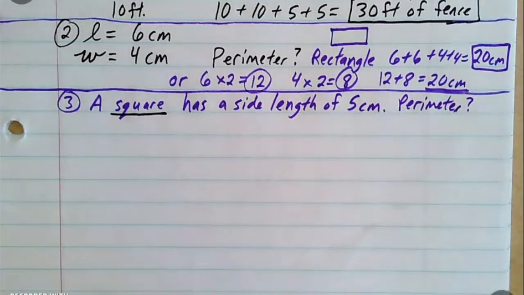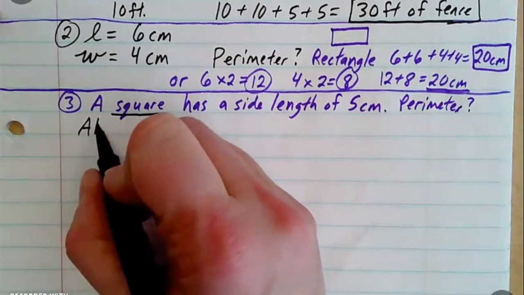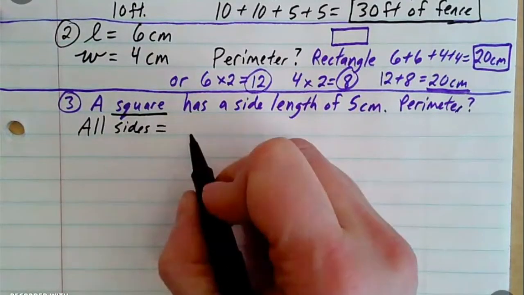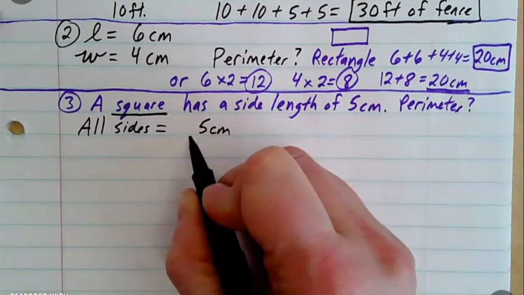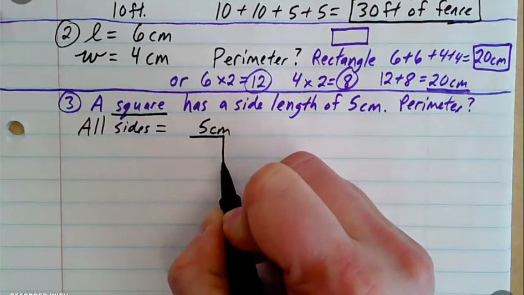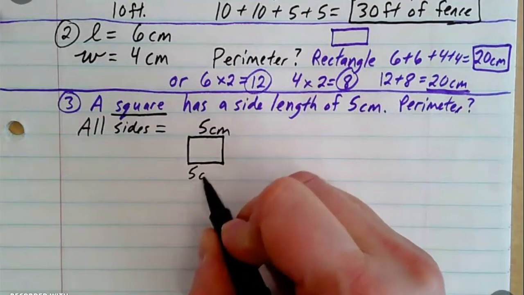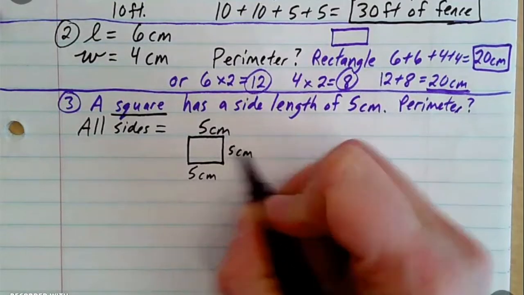So you should know a square, all sides are the same. So all sides are going to equal 5 centimeters. And if I were to draw a square here, all sides are the same. All sides I could label 5 centimeters.